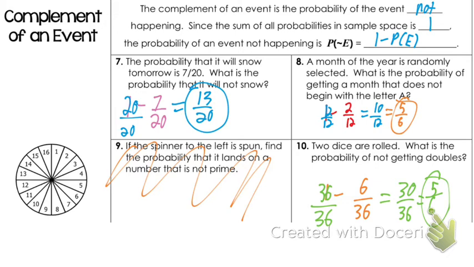Mr. Crossell, what's up? It's supposed to rain. Okay. At 3, 5, and 6.